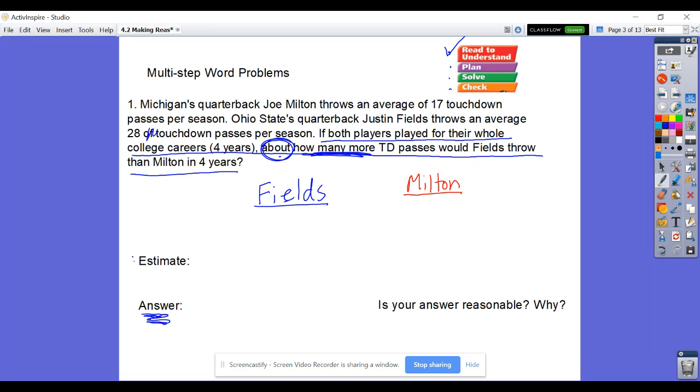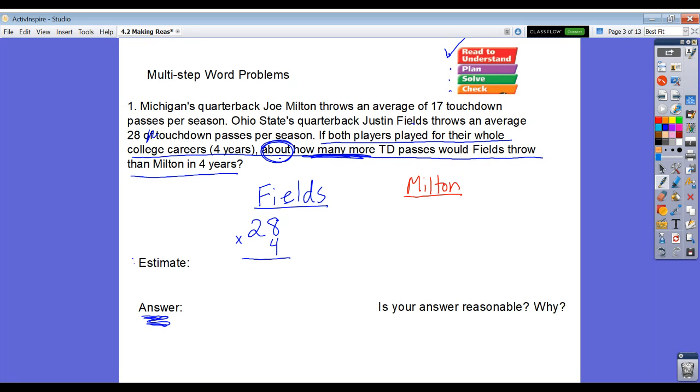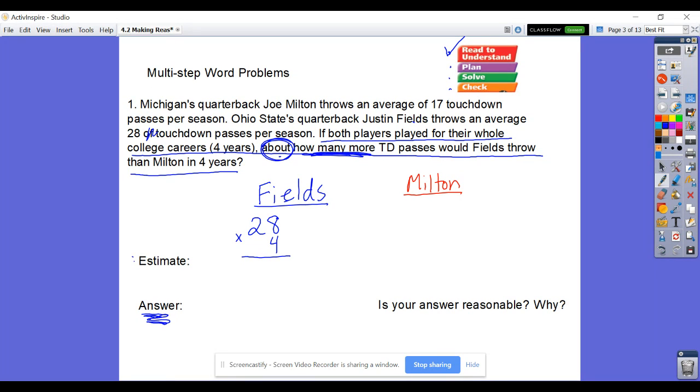So I'll show you how I would find Fields if I wanted to find the exact. Let's see. Fields, it said, throws 28 touchdown passes per season, and he did that for 4 seasons. So I'm going to do 28 times 4. Oh, and this is why we're doing estimates, because we actually haven't yet done this type of multiplication in 4th grade math. You may remember it from 3rd grade, or you could figure it out with repeated addition.